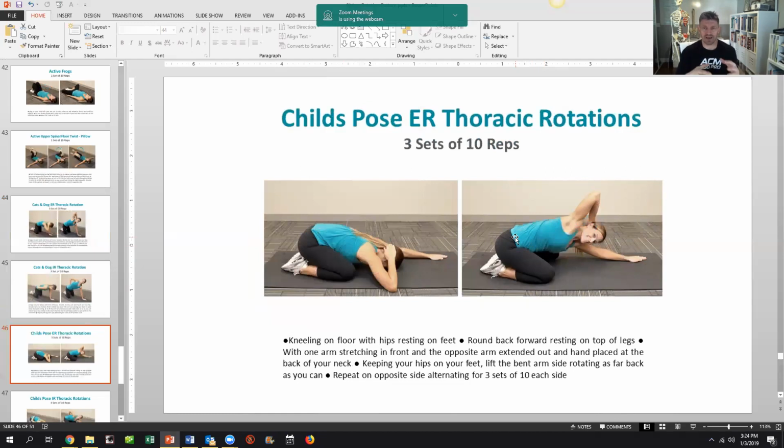So you can test it. Have someone be in a cat and dog position and try to rotate, then get them in this position and have them rotate. They're going to be less likely to rotate here. And this would be more effective at facilitating the muscle activation of that movement.